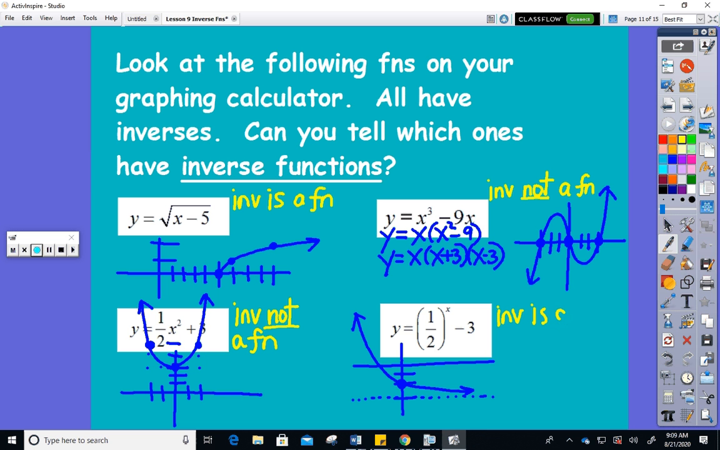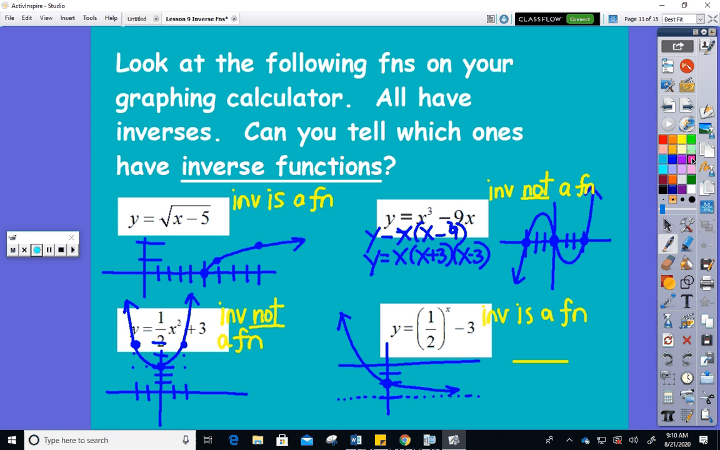function. Now, without having to constantly draw the inverse on the calculator, is there a way to look at the original function and say, yes, its inverse is a function, without having to look at the inverse on the calculator? Yes, there is, guys. And it's called the horizontal line test. Any horizontal line on y equals x minus 5, that my function will never touch the horizontal line at more than one point.